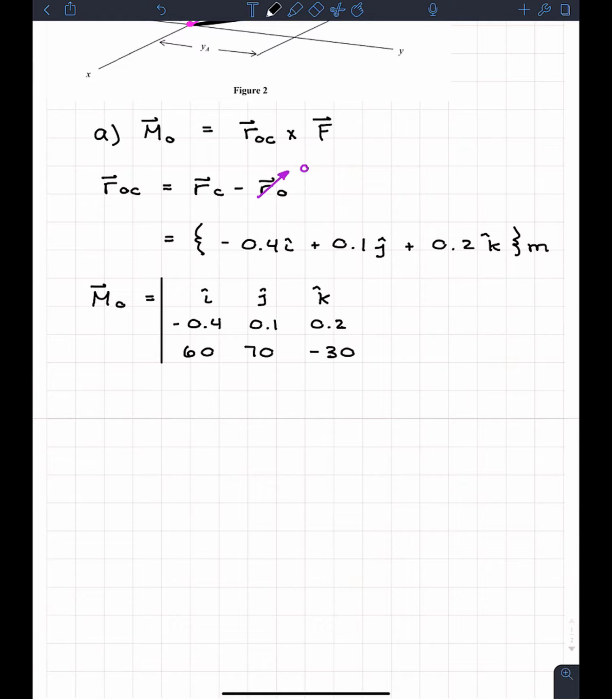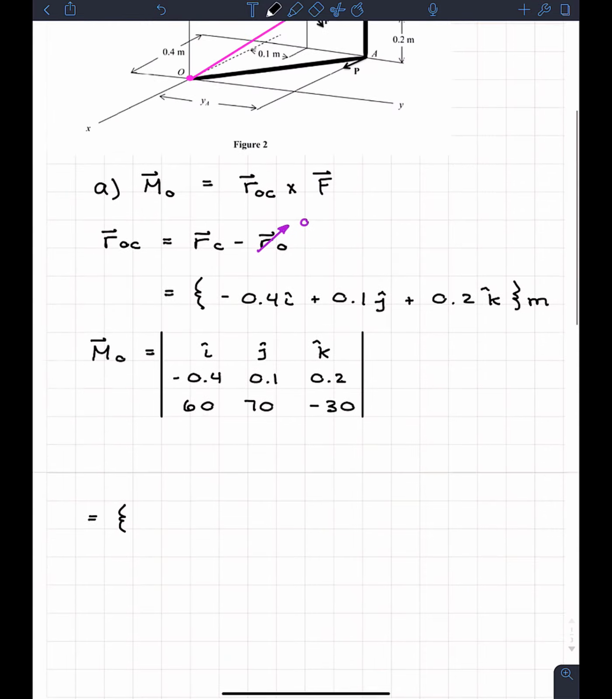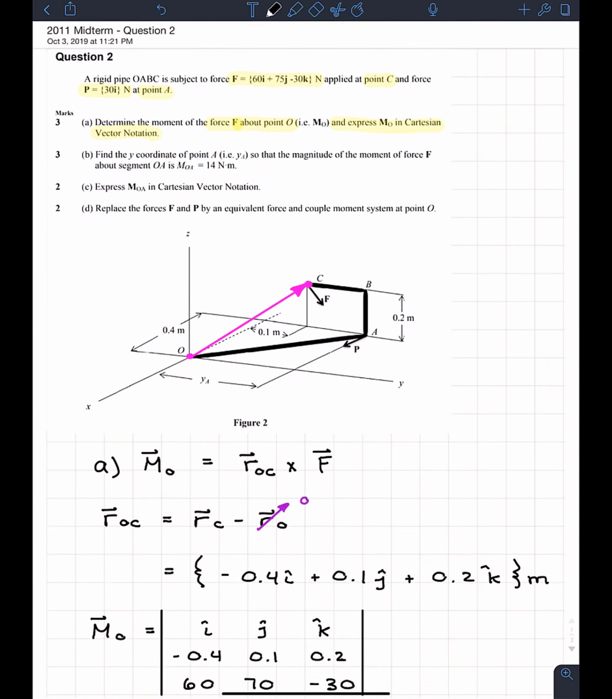So this is it. I can finish this off right here. Then we can just do all the math really nicely. We know it's going to be Cartesian vector notation, which is kind of interesting because the question says it wants us to determine the moment about point O and express MO in Cartesian vector notation. That's kind of a trick, because when it says express in Cartesian vector notation, you get the feeling that your answer won't be in Cartesian vector notation and you have to take an extra step to find it.